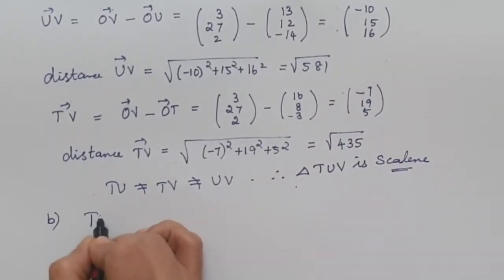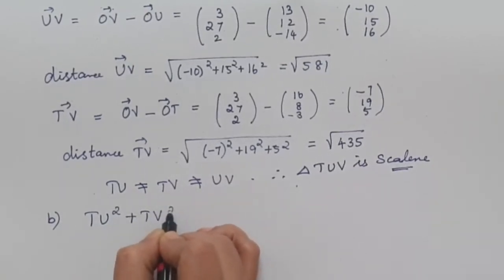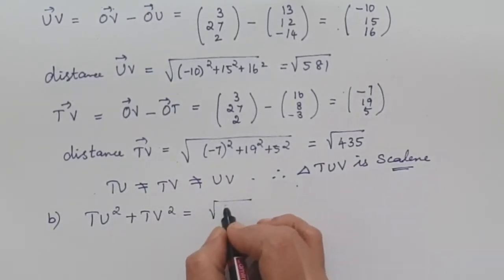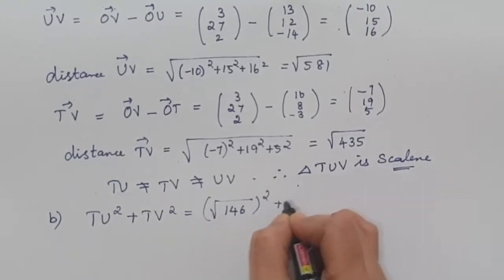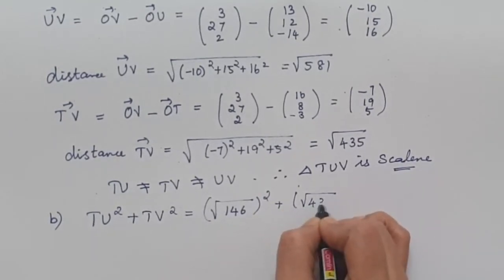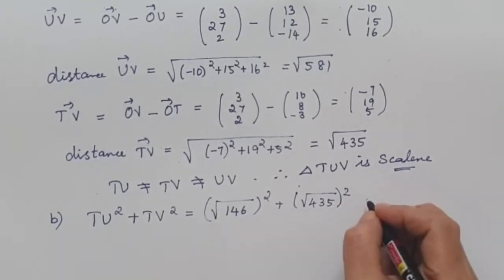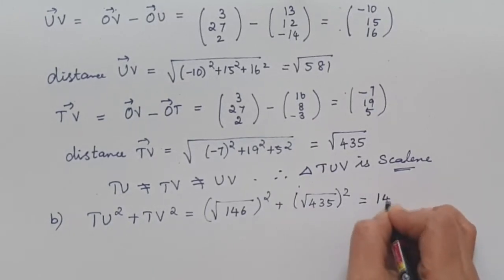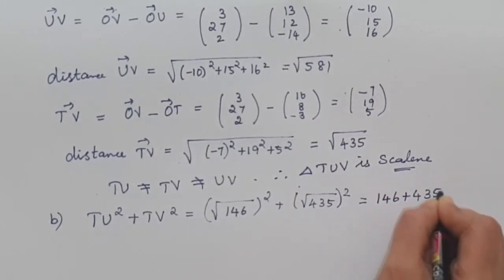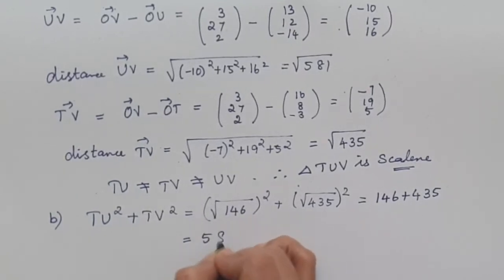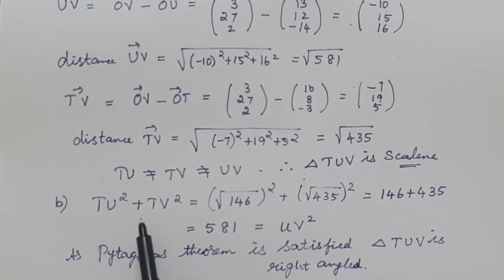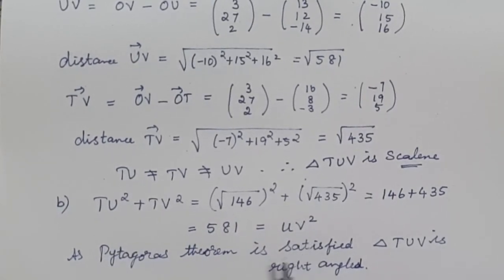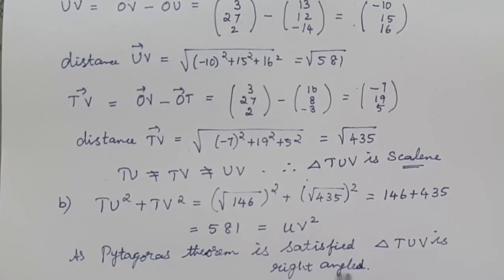Now the B part, TU square plus TV square will be equal to square root of 146 the whole square plus 435 the whole square. So it will be equal to 146 plus 435. This will be equal to 581. This will be equal to UV square. So we see that TU square plus TV square equal to UV squared. As the Pythagoras theorem is satisfied, triangle TUV is right angled.